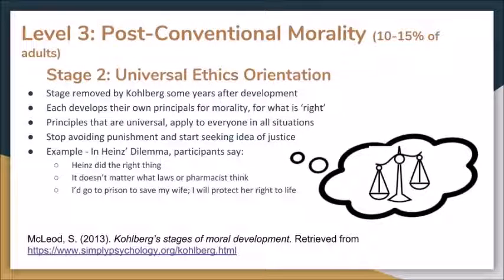Finally, we have the second substage of post-conventional morality as universal ethics orientation. Kohlberg was actually unsure of the accuracy of this stage in the latter years of the theory's development. This is where people think in a way that fits with their own moralities. People will generally come up with a universal law or rule that can apply to everyone in any situation. They disregard others' opinions and do what they think is right personally.